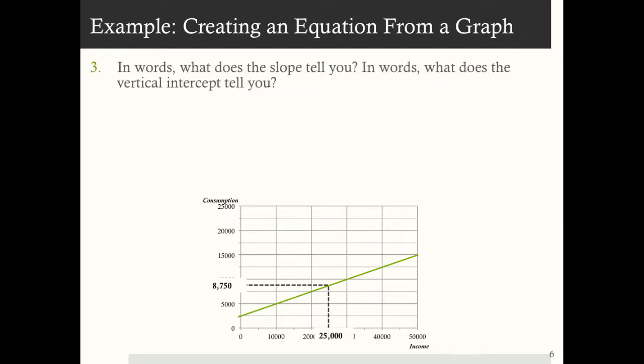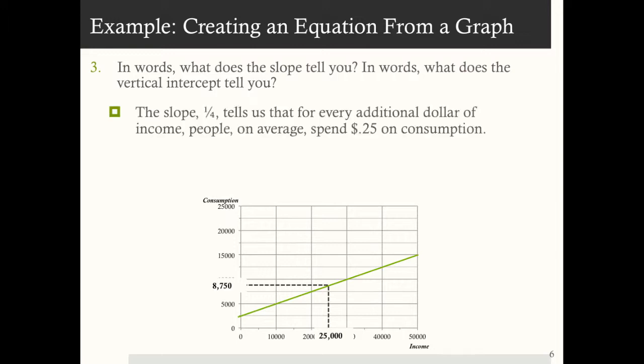So now let's start interpreting economic variables. In words, what does this slope tell us? It's not just change in y over change in x. And in words, what does the vertical intercept tell us? So the slope is 1/4. What it tells us is that for every additional dollar of income, people on average spend 25 cents on consumption. That's what this interpretation is.